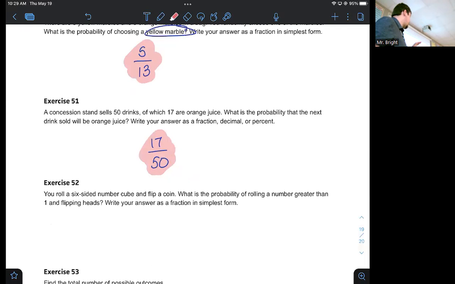Now, the only way that you'll miss an experimental probability question like that is if you think next one means the 51st drink. It does, but you can't put the fraction out of 51, because you haven't sold that drink yet. We don't know what that drink will be. So we can only base it off of data that we've seen. We've only seen 50 drinks been sold. 17 out of 50 were orange juice.